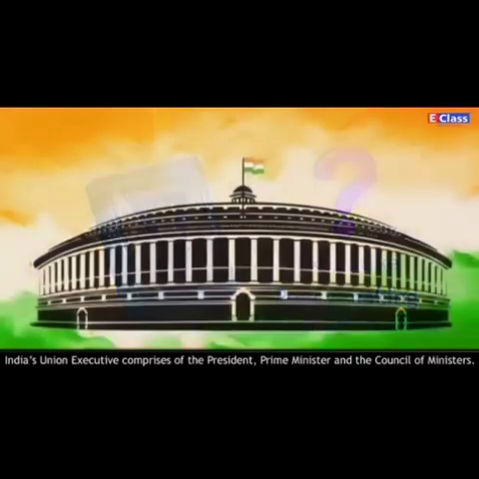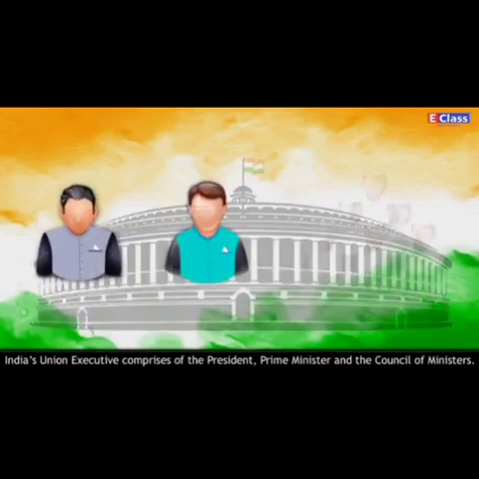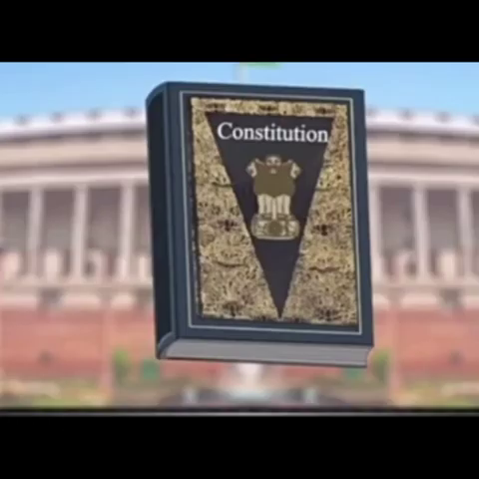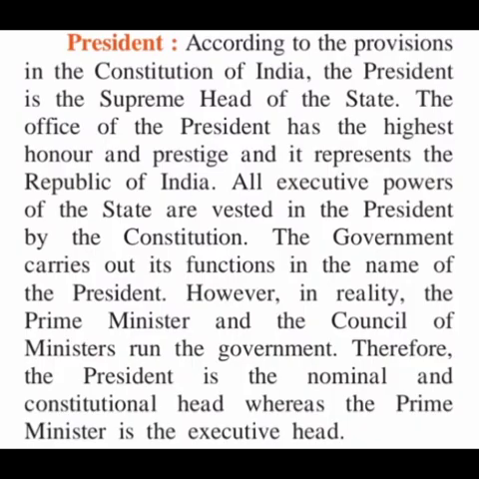India's Union Executive consists of the President, Prime Minister, and the Council of Ministers. According to the provisions in the Constitution of India, the President is the supreme head of the state. All executive powers of the state are vested in the President by the Constitution. The office of the President has the highest honor and prestige, and it represents the Republic of India.